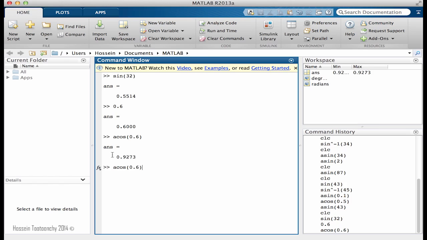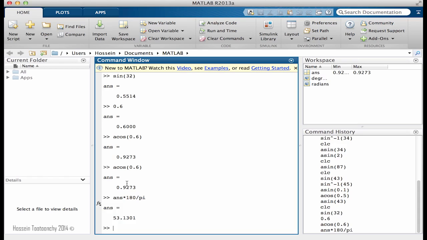For instance, the last one that we found, a cosine of this number is going to be this, and if I type ans, multiply, now it's in radians, okay? In order to find the degrees, we multiply this radians by 180 divided by pi. If I do that, this is going to be 53.1301 degrees. Now it is in degrees because I converted the result from radians. It's kind of important that we understand it here.